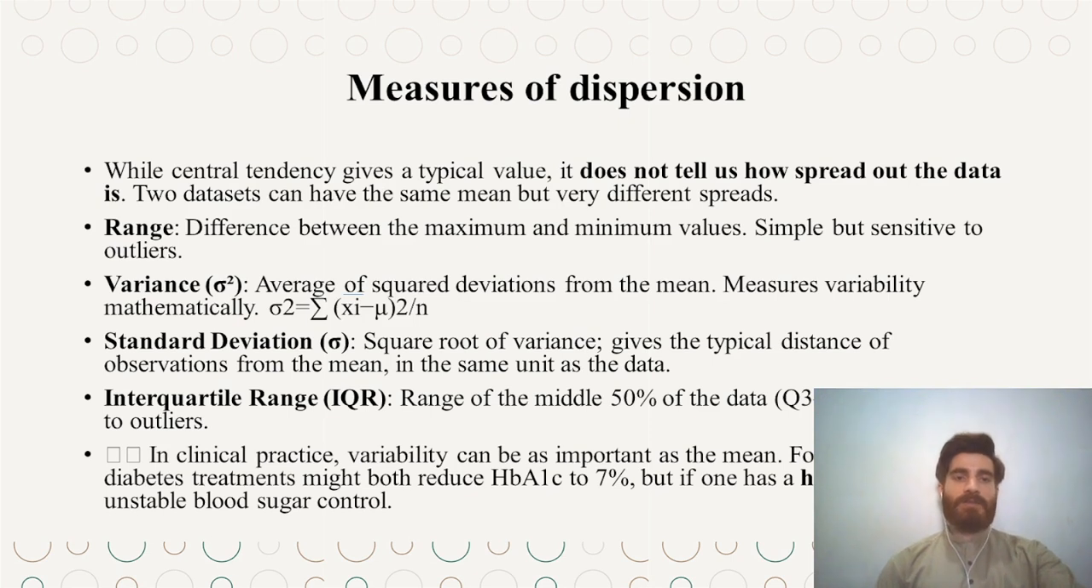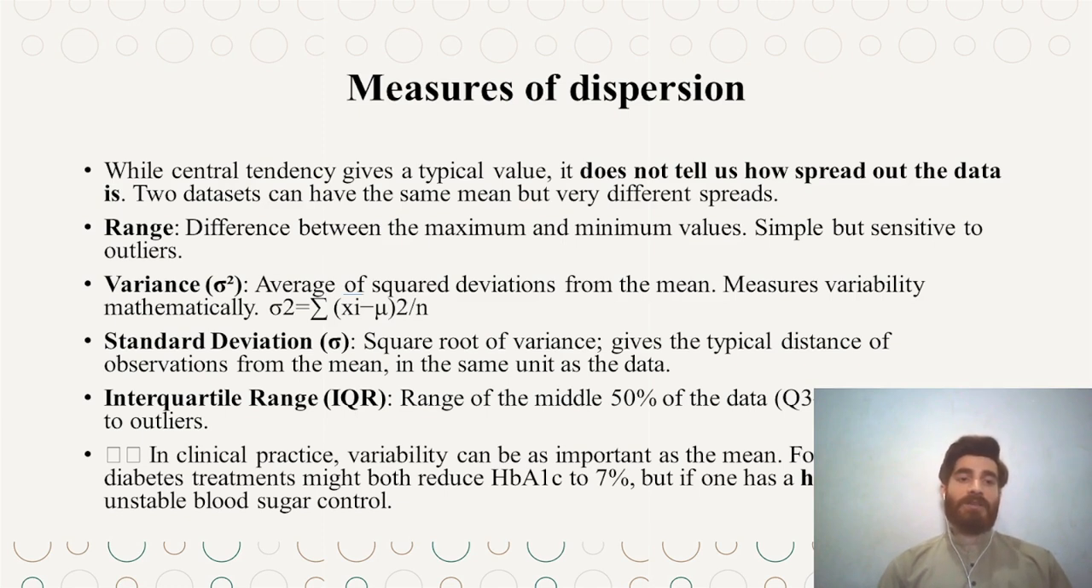Now there are measures of dispersion. The measures of dispersion are range, variance, standard deviation, and interquartile range. While central tendency gives a typical value, it does not tell us how spread out the data is. The measure of dispersion tells us about the spread of data, how the data is spread, how much variability there is in the data.